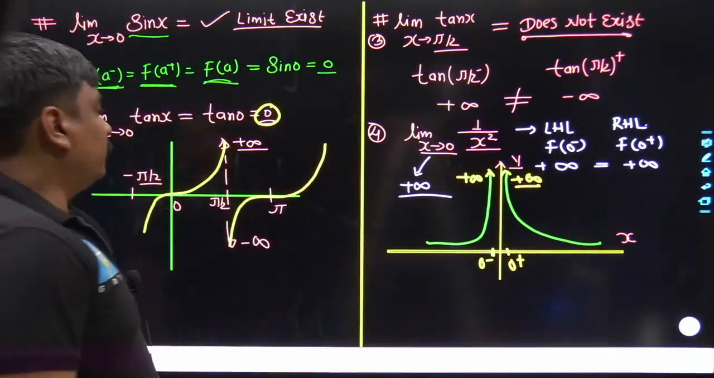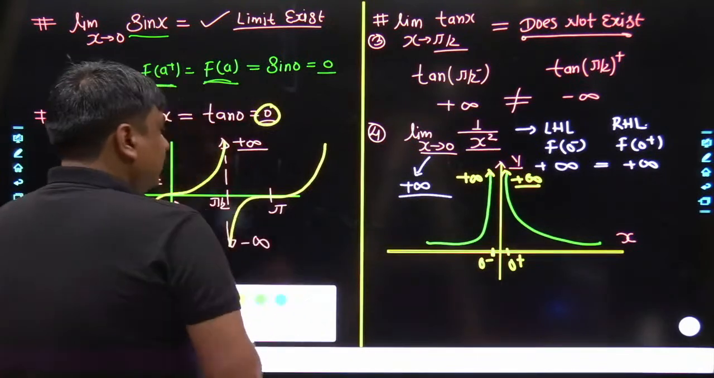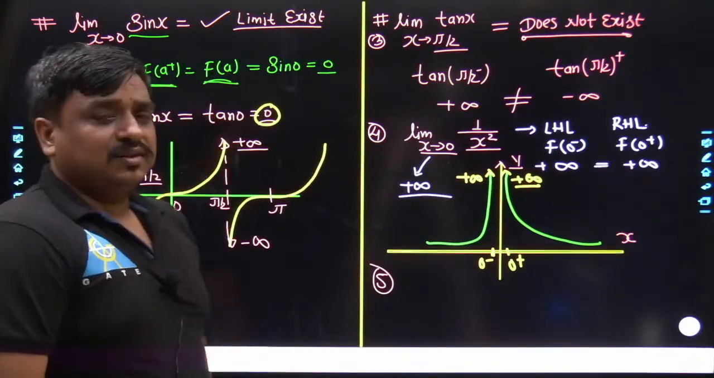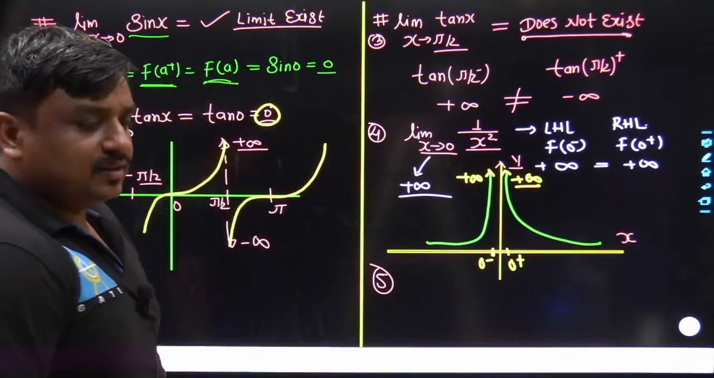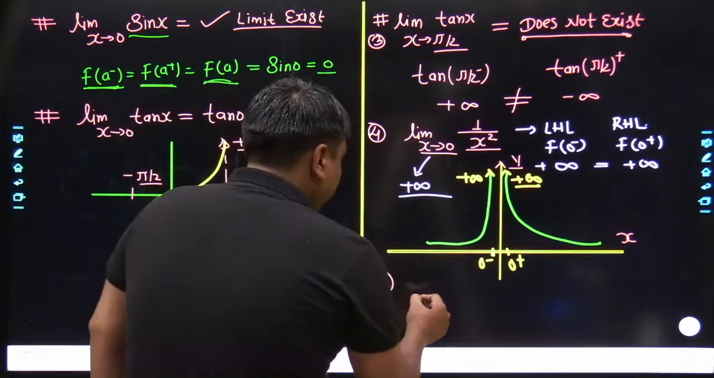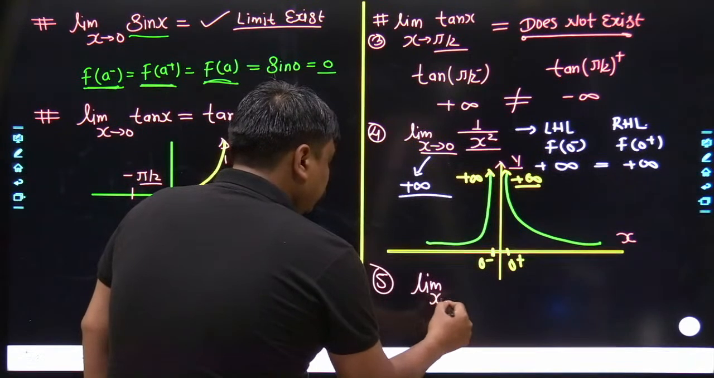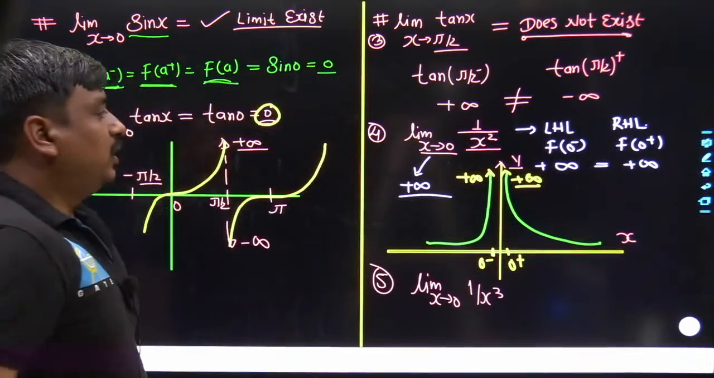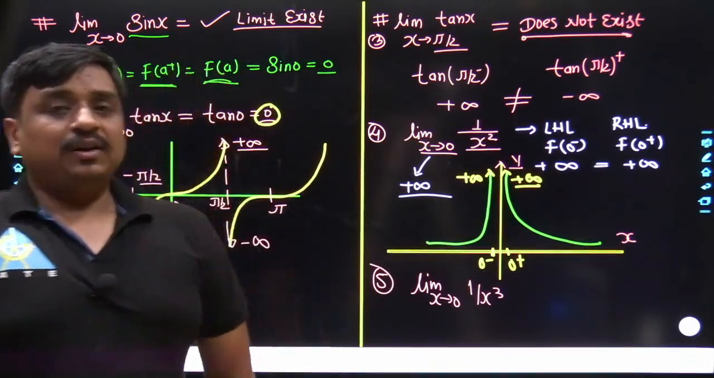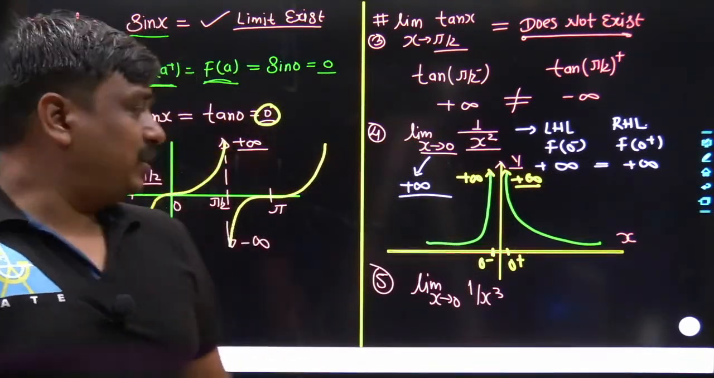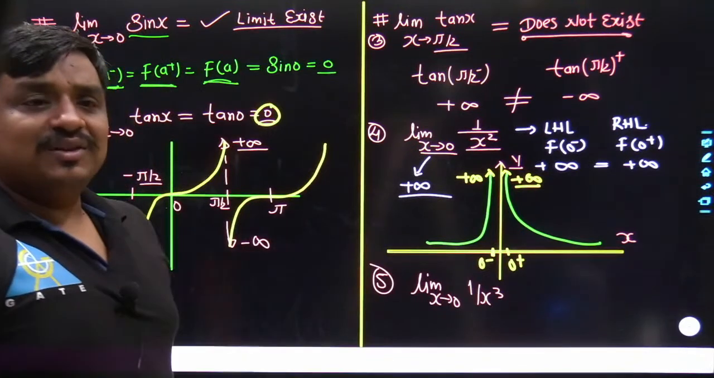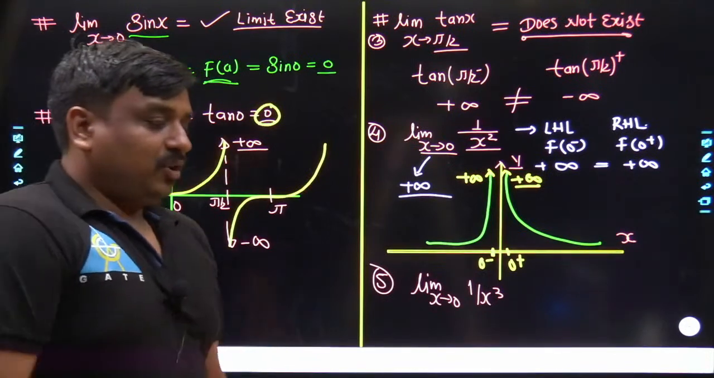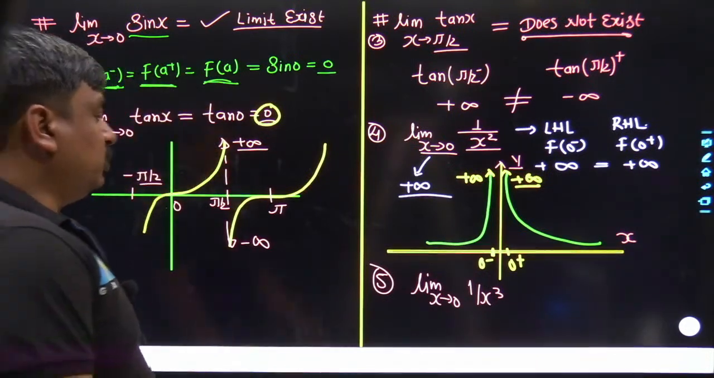In the same sequence, let me design the next question, and probably the students who have been attending my lectures continuously must be able to crack this answer very well. It is limit x tends to 0 of 1 upon x cube. Tell me what would be the worth of the limit when 1 upon x cube is approached from the left hand limit as well as the right hand limit. Tell me what would be the answer. Limit x tends to 0, 1 upon x cube.